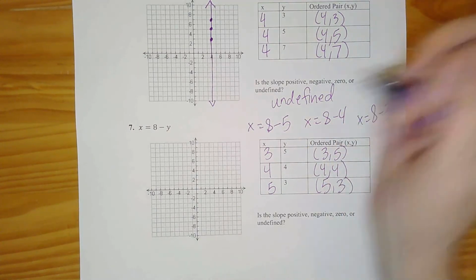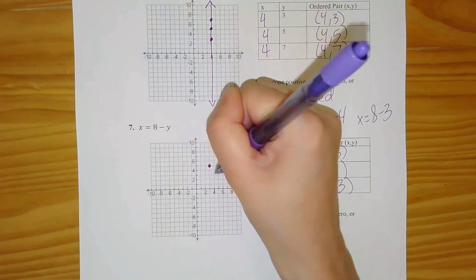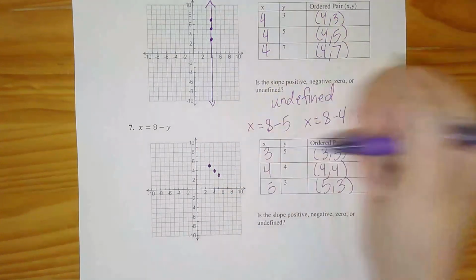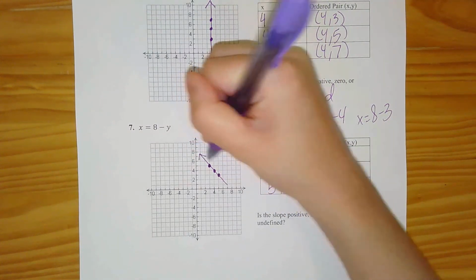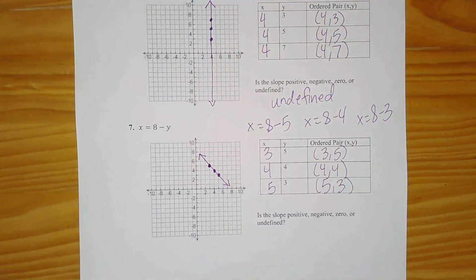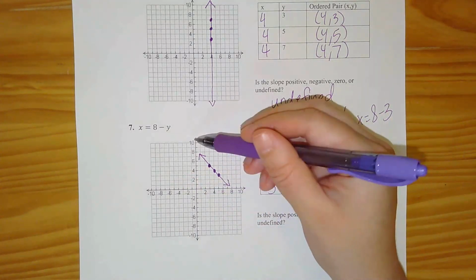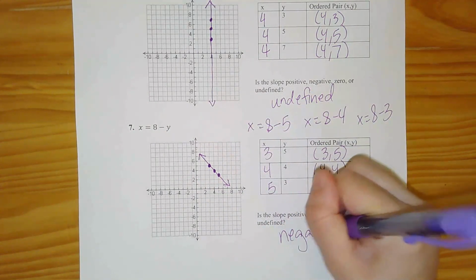So let's graph it. So I've got 3, 5, 4, 4, and 5, 3. Looks like this. And then I'll connect the dots to form a nice line. And that's the way my line looks. Okay? What do you think my slope is going to be for this one? Positive, negative, 0, or undefined? So if I'm looking left to right, my line is going down, so it is negative.